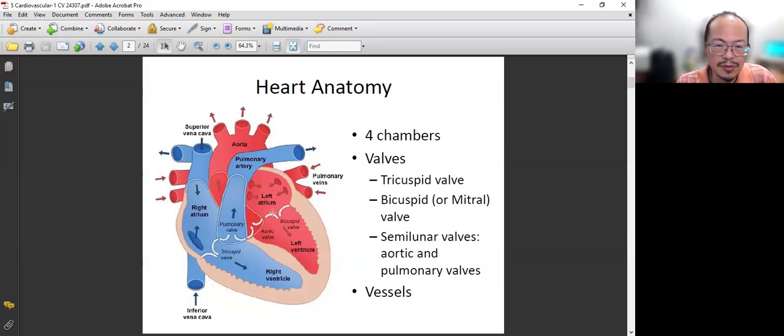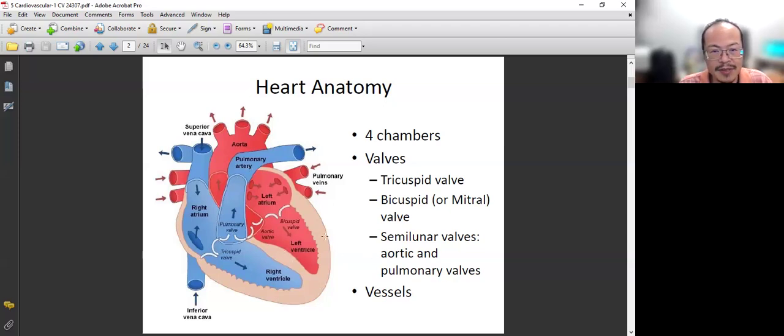Then the atrium squeezes the blood into the ventricle through a valve. This is called the bicuspid valve. On the left side it is the bicuspid or mitral valve, and on the right side it is the tricuspid valve. Then the ventricle squeezes blood into the artery. On the left side, it squeezes blood into the aorta. The aorta brings blood into the systemic circulation, which has many branches, bringing oxygenated blood into our body.